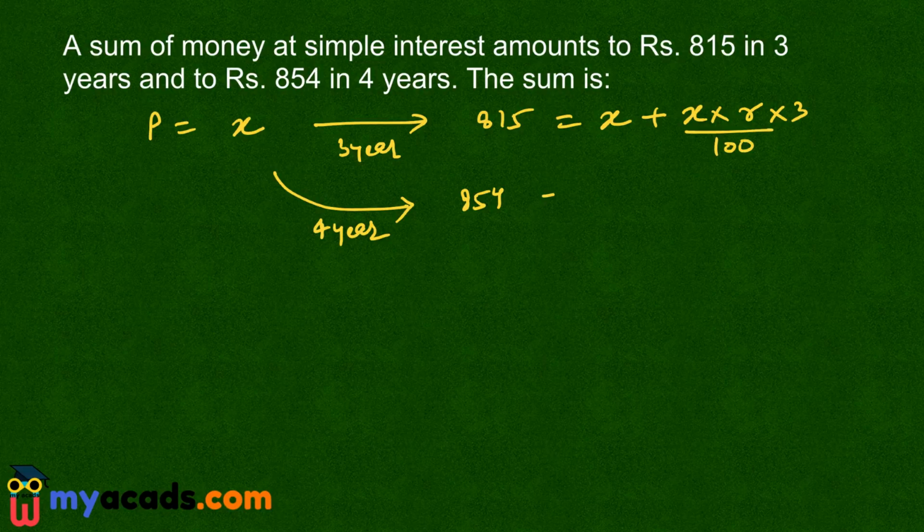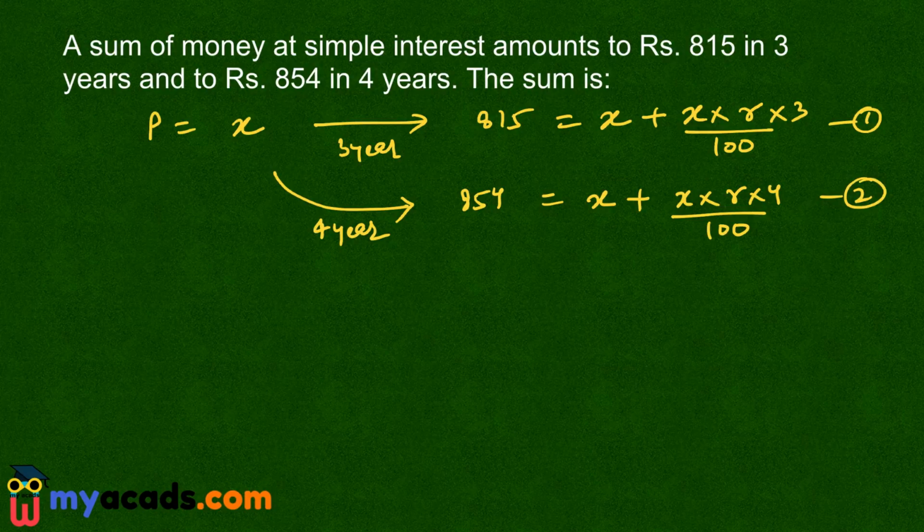Similarly, this 854 will equal principal, that is X plus simple interest. Simple interest is PRT upon 100. So principal is X, rate of interest is R% per annum and here the time period is 4. This is divided by 100. This is equation 1. This is equation 2. I will subtract first from 2. So equation 2 minus equation 1.